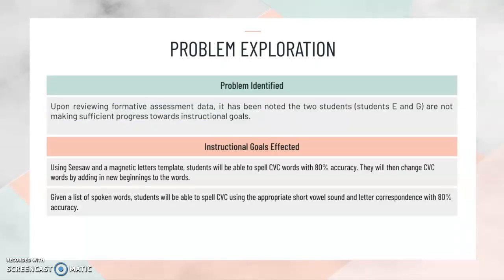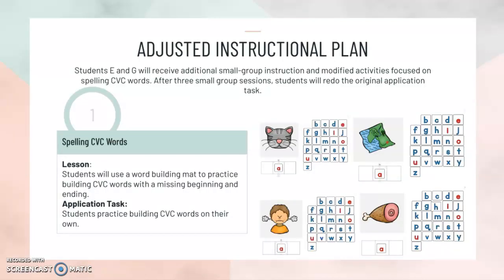So the problem identified is that students E and G are not making progress toward instructional goals. Specifically, these students are struggling with spelling CVC words. This led me to believe that they needed additional instruction in spelling. The adjusted instructional plan includes 3 small group sessions where students will learn further strategies to spell CVC words. During the original application task, students were asked to spell CVC words without the support of a middle, beginning, or ending sound. For this reason, they'll be guided through spelling CVC words in a more simplified format.